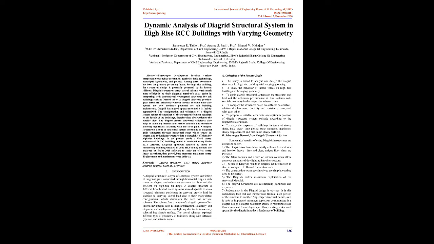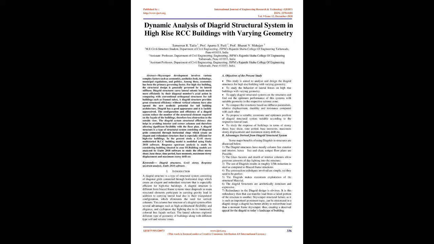In the present study, a G+41-story multistoried R.C.C. building is modeled using ETABS 2018 software. Response spectrum analysis is made by considering buildings situated in Zone III. Building models are analyzed by ETABS 2018 software to study the effects on storey shear, base shear, time period, base moments, maximum storey displacement, and maximum storey drift, etc. Keywords: Diagrid structures, G+41-story, response spectrum analysis, ETABS 2018 software.